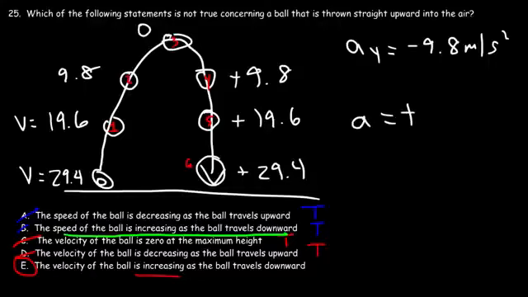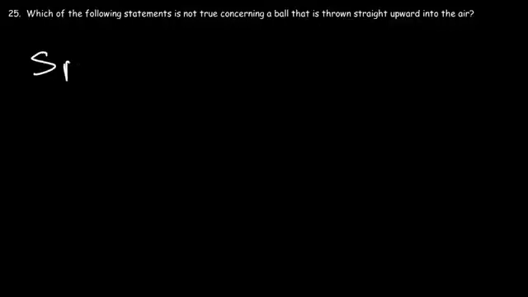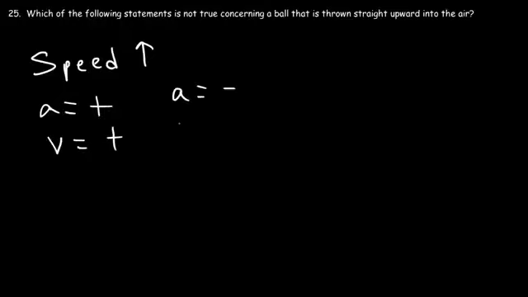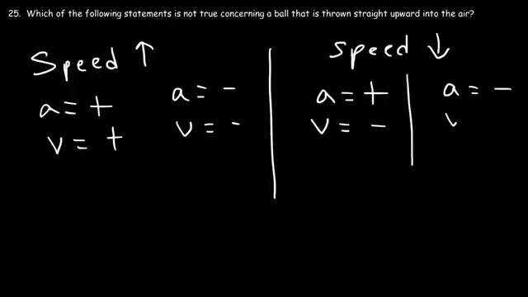So to review, the change in velocity depends on the sign of acceleration. If acceleration is positive, the velocity is always increasing. If the acceleration is negative, the velocity is always decreasing. Now, to determine if an object is speeding up or slowing down, you need to look at the signs of acceleration and velocity. An object is speeding up if the acceleration and the velocity have the same signs, if they're both positive or both negative. And the object is slowing down if the signs of these two are different, if the acceleration is positive and v is negative, or if the acceleration is negative and v is positive.